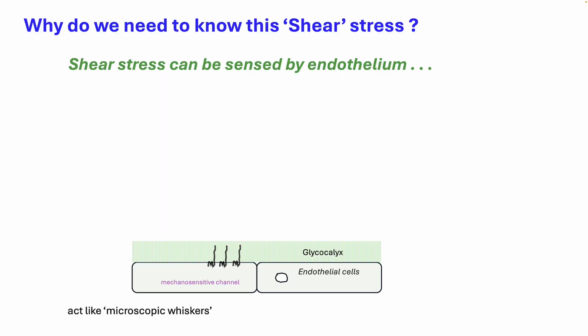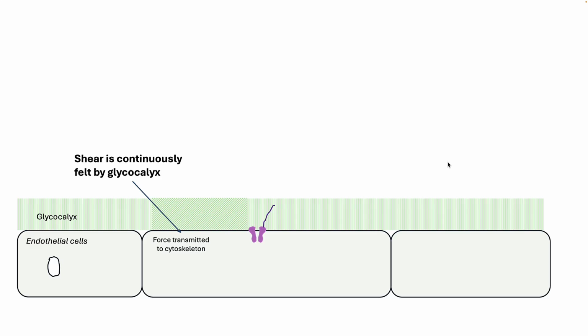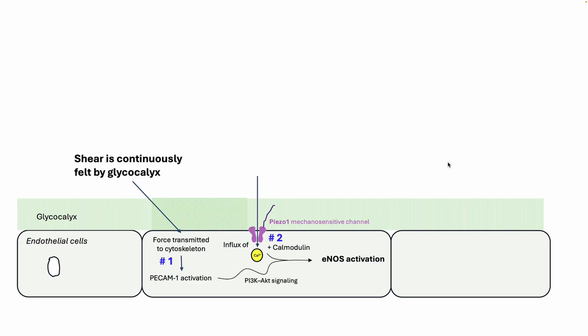Shear stress is really important because it can be sensed by the endothelium using mechanosensitive channels. Whenever the vessel wall feels a flow, these mechanosensitive channels transmit this force back to the cytoskeleton of your endothelium. This shear is continuously felt by these cells, and the force transmitted to the cytoskeleton activates PECAM1. There are also Piezo1 mechanosensitive channels, which result in influx of calcium, and both of these processes result in nitric oxide synthase activation. This results in a constant production of nitric oxide.